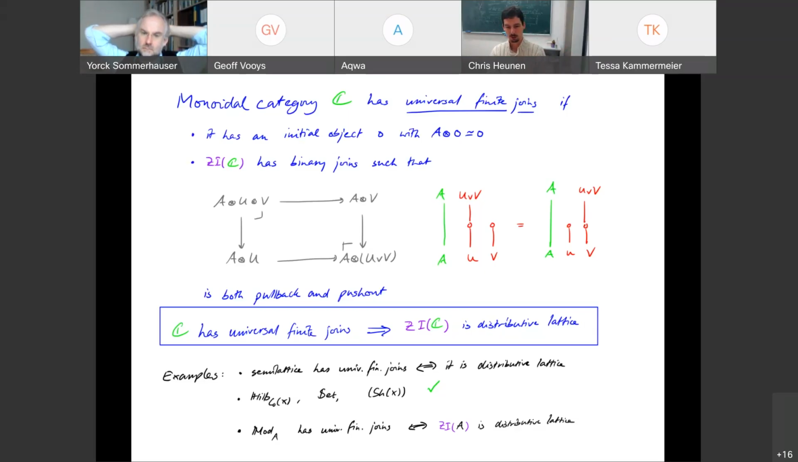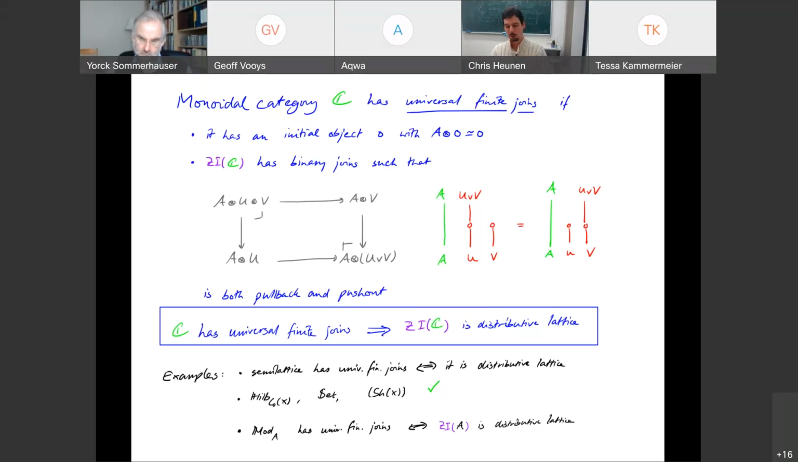So of all the examples we looked at last week, lots of them have universal finite joins. For example, if you start with a semilattice and regard it as a monoidal category, it is always going to be stiff. It will have universal finite joins exactly when it is a distributive lattice. What else do we have? The category of Hilbert modules over C_0(X) for a locally compact Hausdorff space X will always have universal finite joins. The category Set will always have universal finite joins. The category of sheaves over a topological space, set-valued sheaves, will always have universal finite joins. In effect, any topos will have universal finite joins. And in fact, any sort of monoidal extensive category will have universal finite joins.